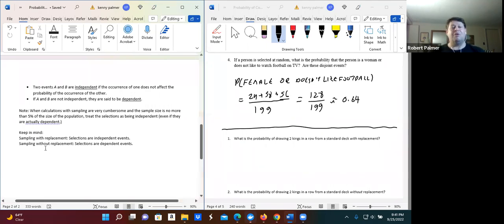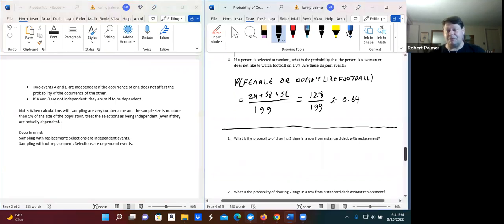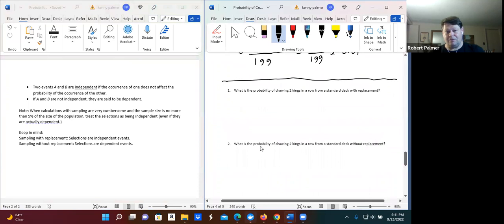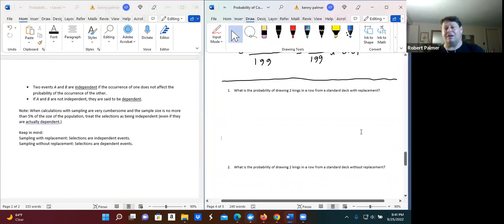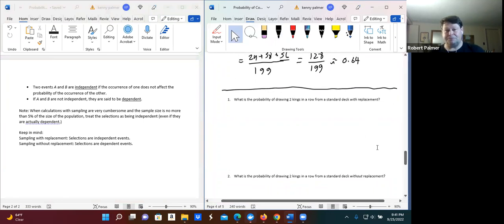Okay, now one more thing, we'll mention this in the next example. What's called sampling with replacement, selections are independent, and sampling without replacement, selections are dependent. Okay, it's a lot of words. Let's explain what that means with a couple of examples. It's something you're probably familiar with: drawing cards. It helps us understand this idea of "and" in this case, and also this idea of independent and dependent events.